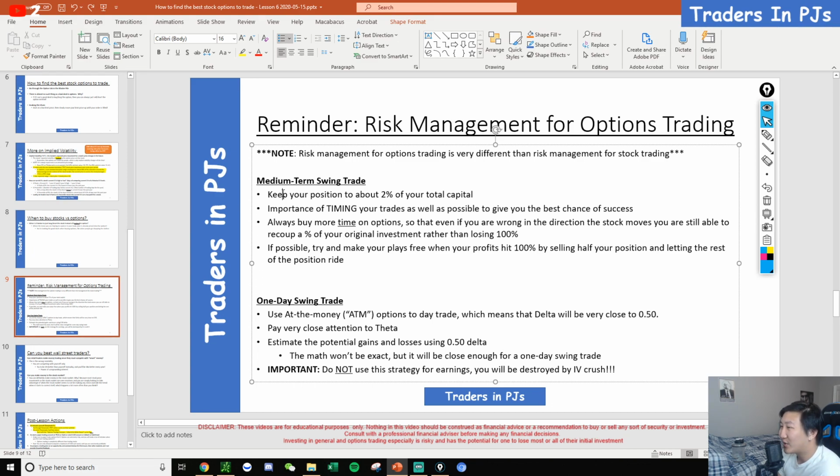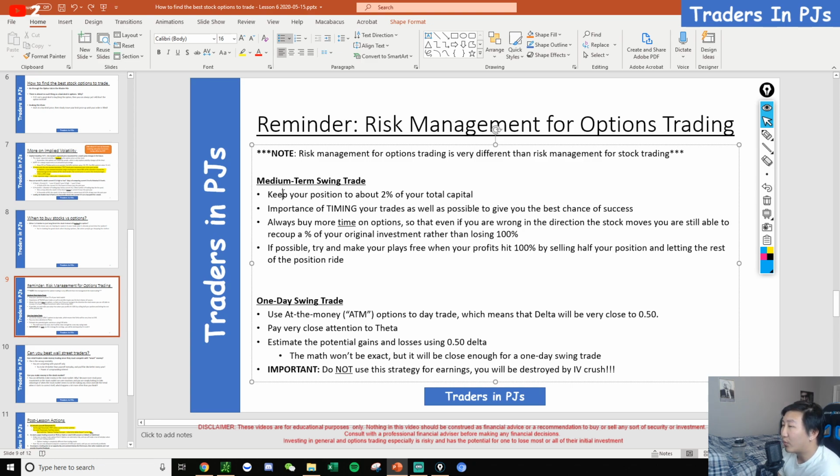And 1 day swing trade. So if you want to swing trade options, use at the money options to day trade, which means that the delta is 50. That means a $1 move is a 50-cent move in the option price, so you can do the math very quickly. Pay close attention to theta. That is the amount of price decay that your option will lose in value. And so generally, the more time you have, the better. And then estimate the potential gains and losses using 50 delta. The math won't be exact, but it will be close enough.